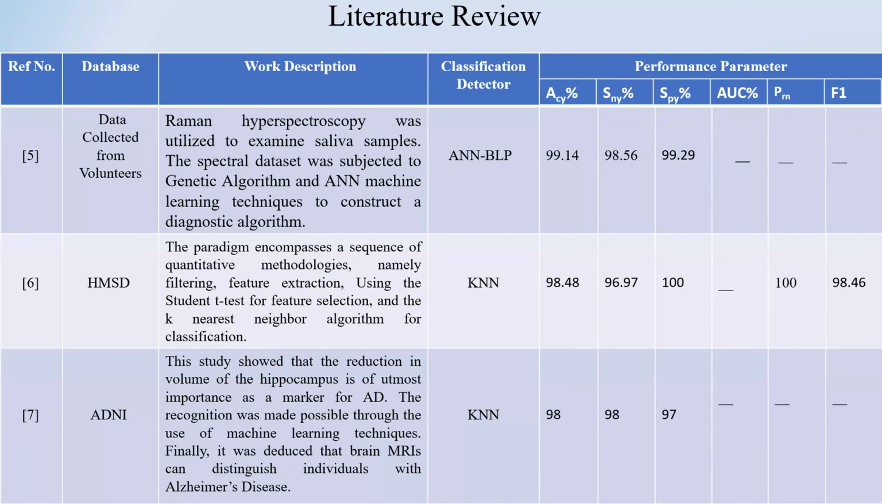These are some famous works done in the field of Alzheimer's disease. In the first work, the accuracy achieved was 99.14%, and ANN was used, and data was collected from.